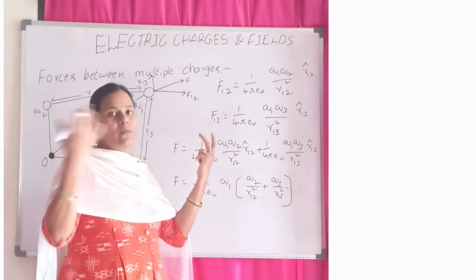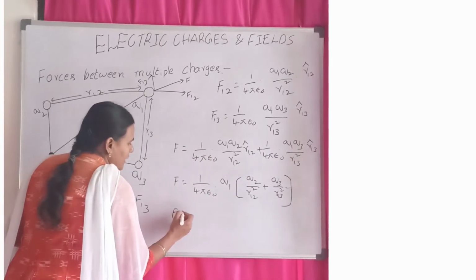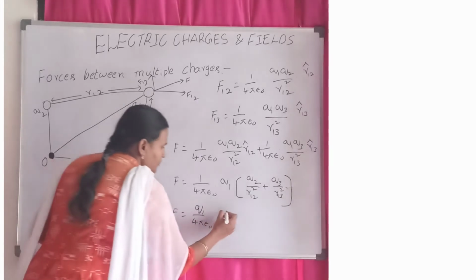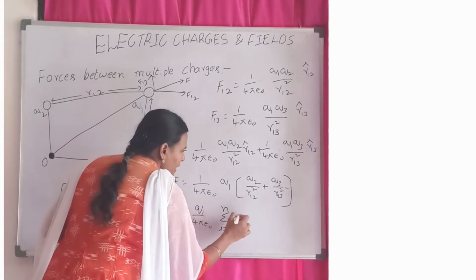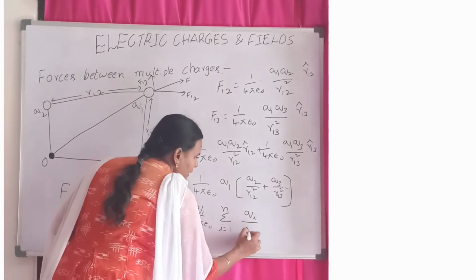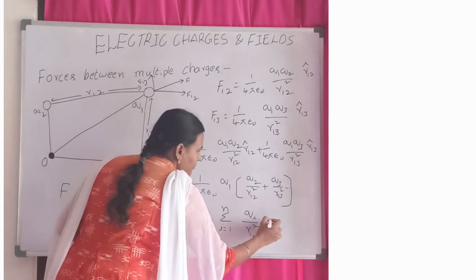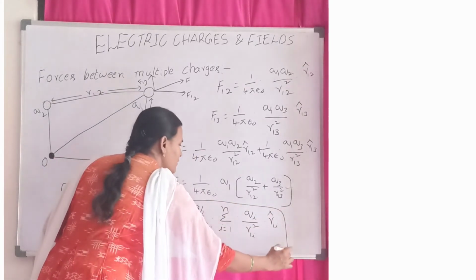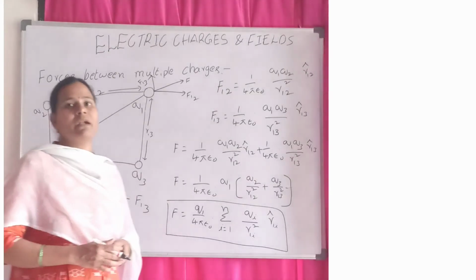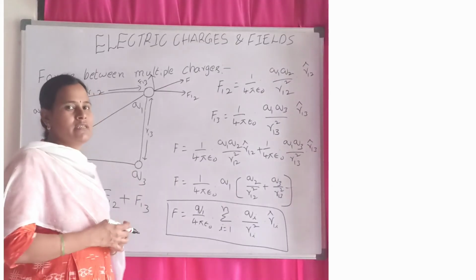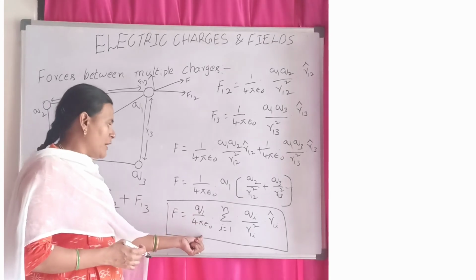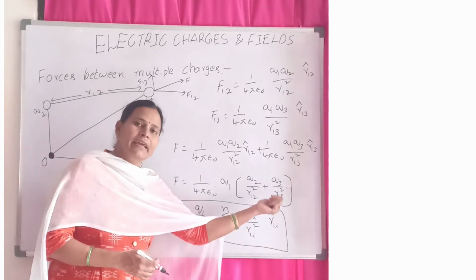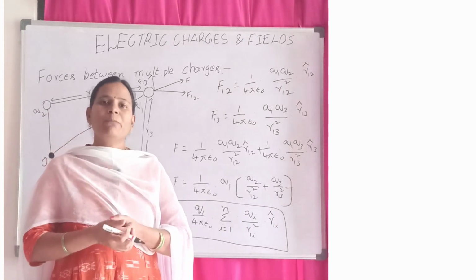When you are taking so many charges up to nth, how do we write it? F is equal to Q1 by 4 pi epsilon naught into sigma i equals 1 to n of Qi by R1i whole square into R1i cap. This is the final force, the force acting on a charge due to multiple charges. So this is the force acting between the multiple charges.